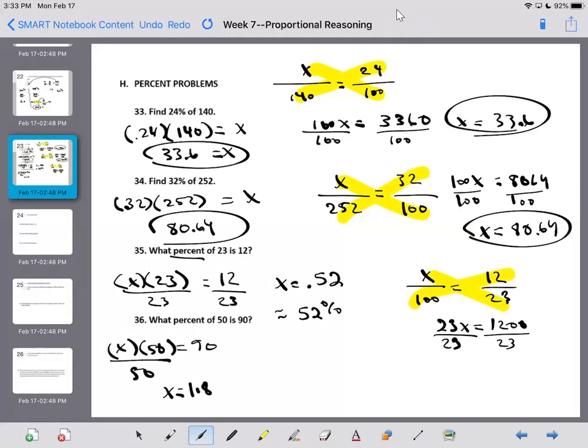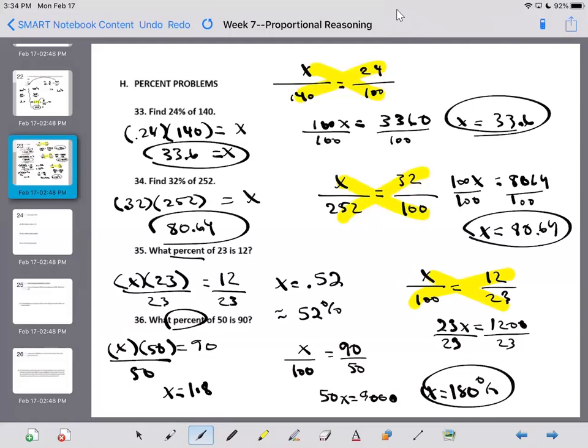If I use the proportion, I would say 90 divided by 50 is equal to some percentage divided by 100. So that would give me 50x is equal to 9,000. And then 9,000 divided by 50 is equal to 180, which we were looking for the percentage. So it tells me when I use the proportion that it's 180%. Here, with the 1 8/10, I have to multiply that by 100, which would give me 180%.